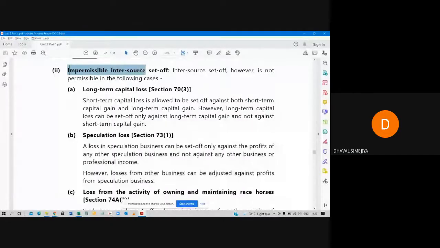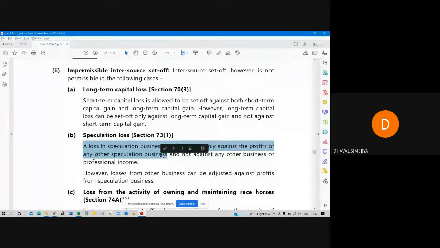Similarly, next point. We are learning impermissible set off, inter-source. First, long-term capital loss can't be set off from short-term capital gain, inter-source. Now speculation loss. A loss in speculation business can be set off only and only against the profit of any other speculation business. For example, if I am having a speculation business and I am facing loss, that loss cannot be set off against any other business and profession. But if I have two speculation businesses, and I am facing loss in one, then I can set off that loss from the other speculation business profit.